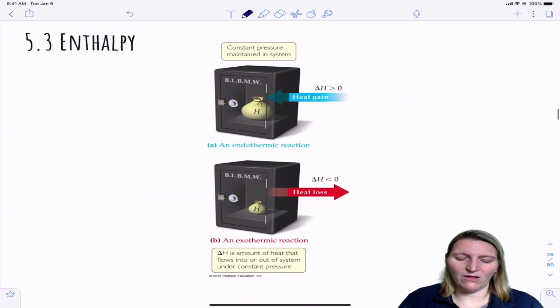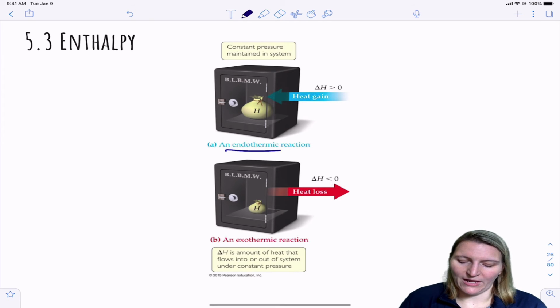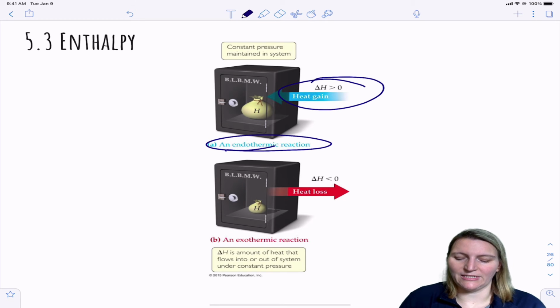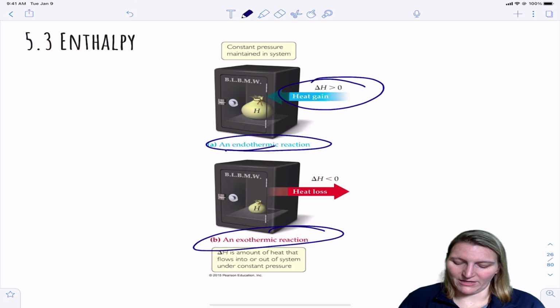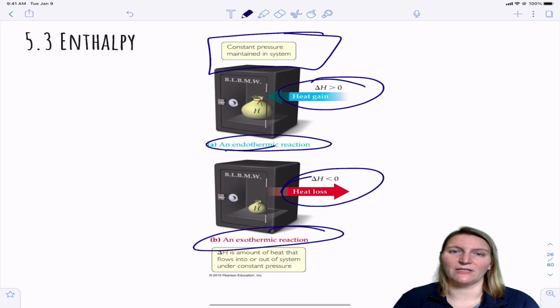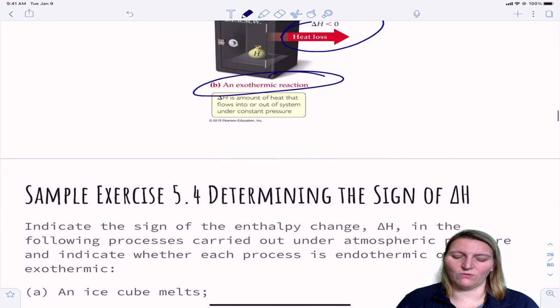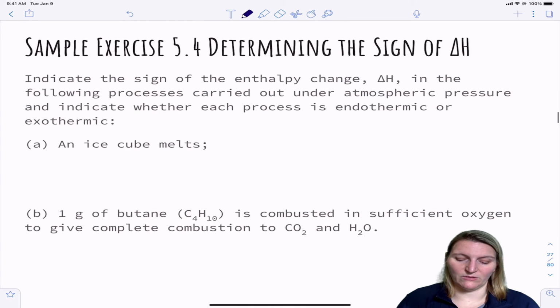So now we go, oh, enthalpy. This delta H is that heat energy that we've been talking about since last year. An endothermic reaction is when heat is gained: delta H is greater than 0. Exothermic, heat is lost: delta H is less than 0. But you see how the whole time it said constant pressure is maintained in the system, because if not, then we're not really talking about delta H. We would have to be talking about something else. Delta H and Q are only the same when there is a constant pressure.